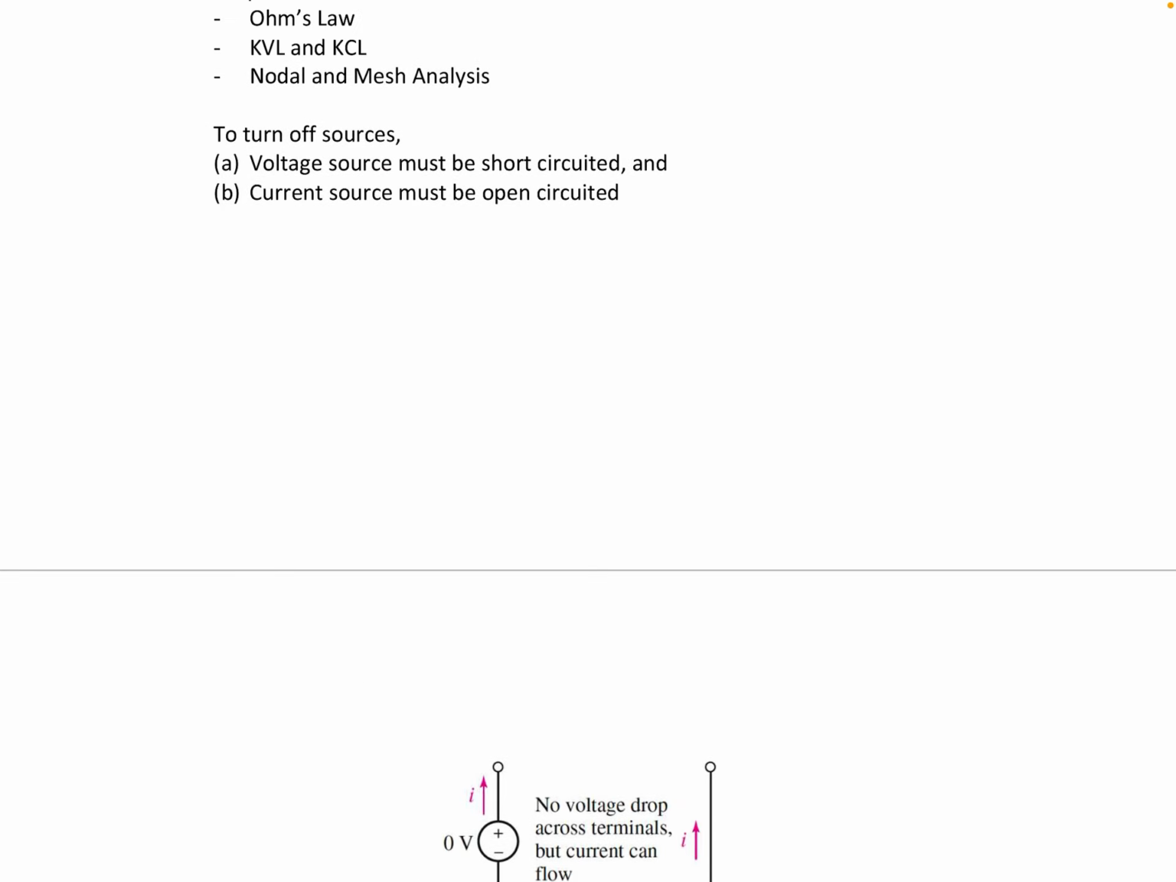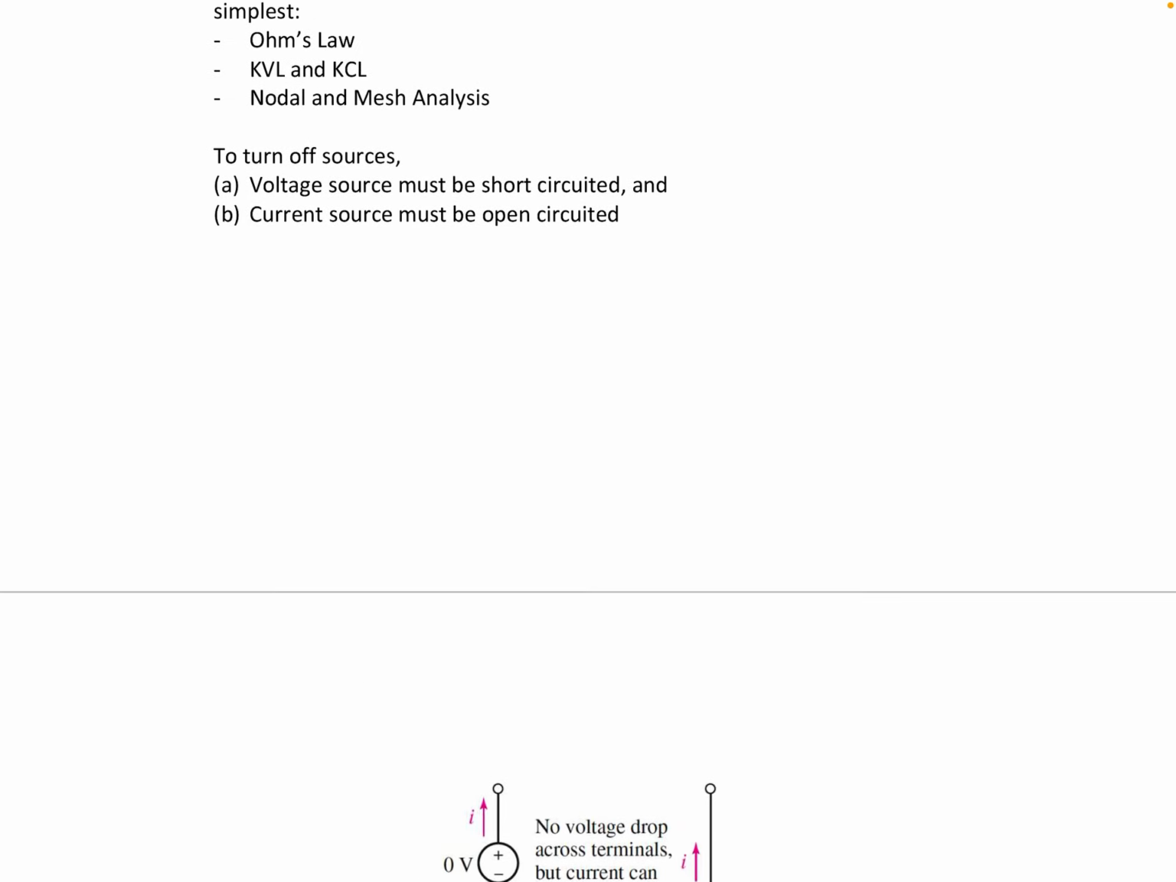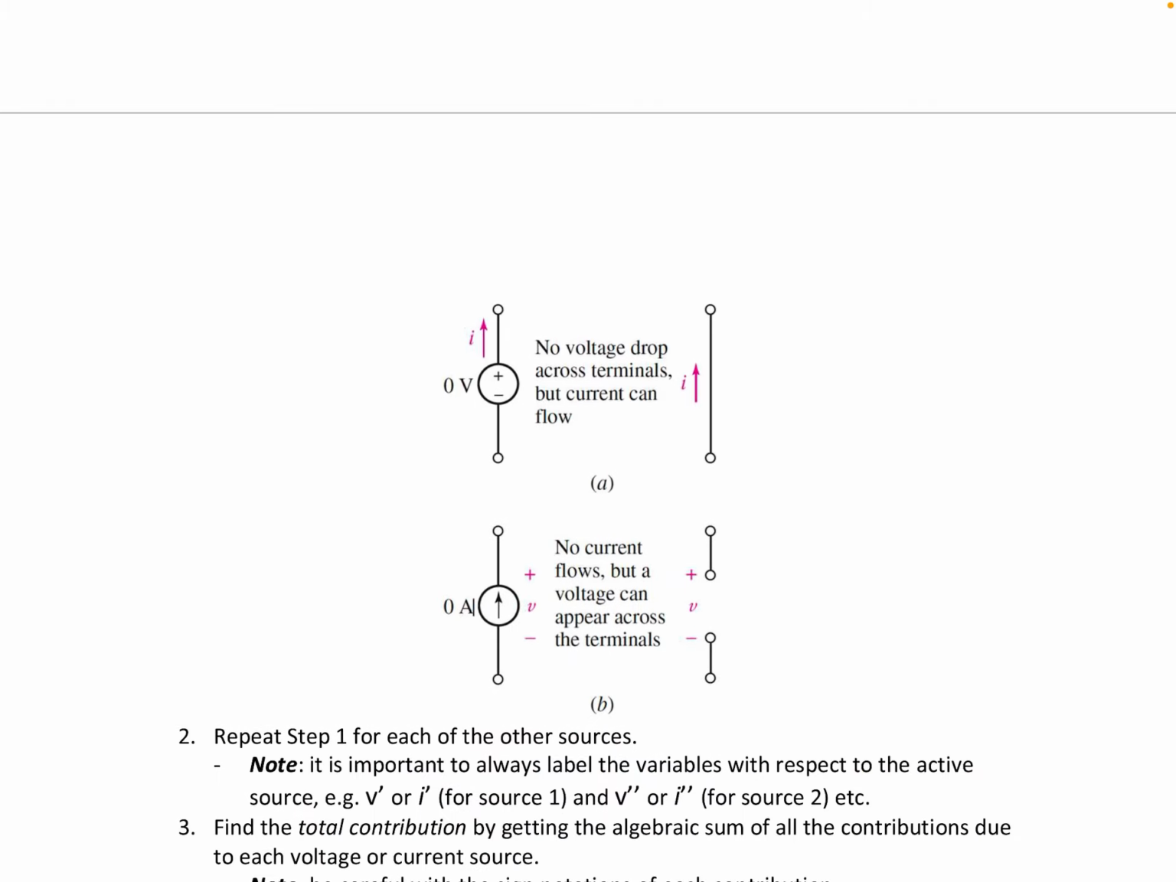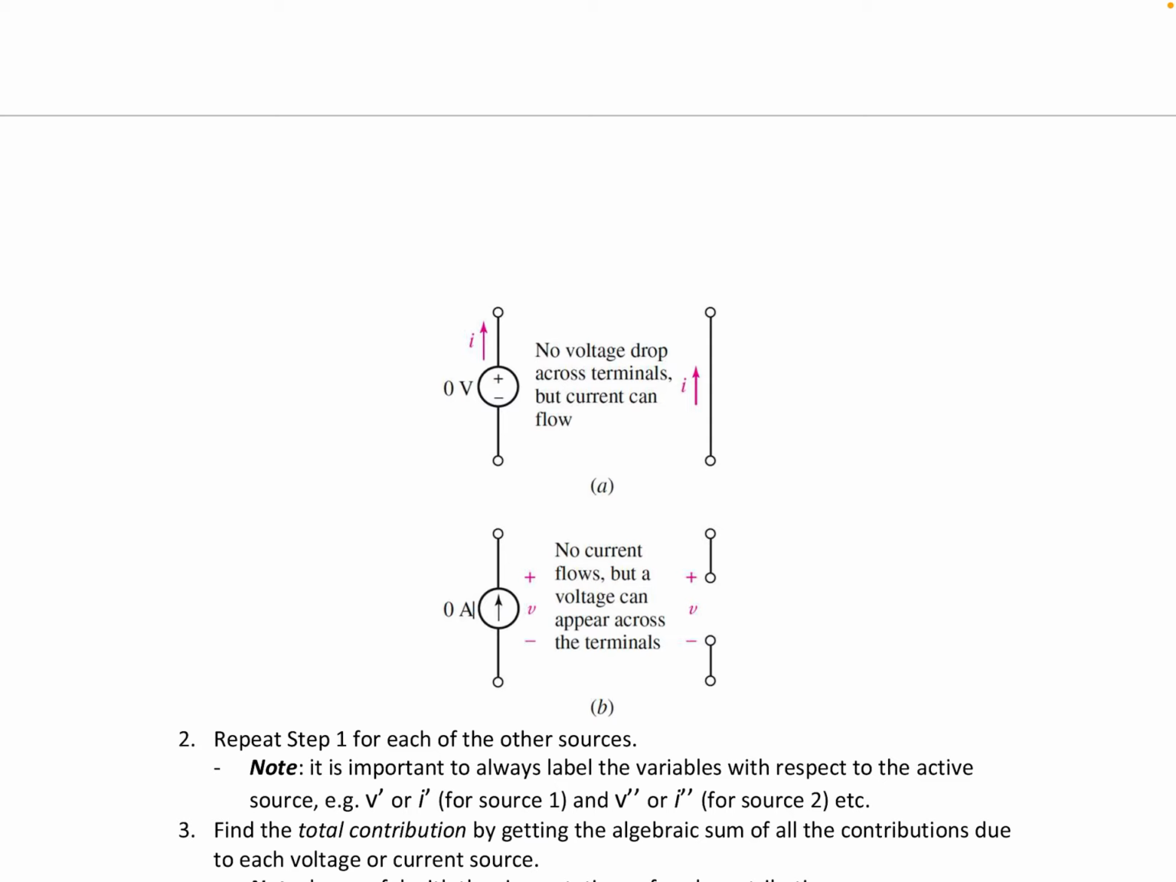So the second one is when we are dealing with a current source. The current source must be open-circuited. So as you can see in this diagram, again in letter B, the current source is assumed to be an open circuit, which means that there is no current that is going to flow in our branch.